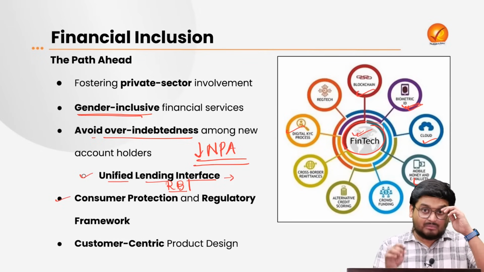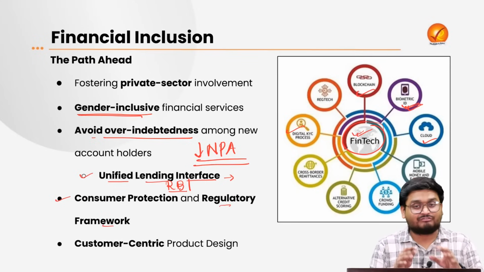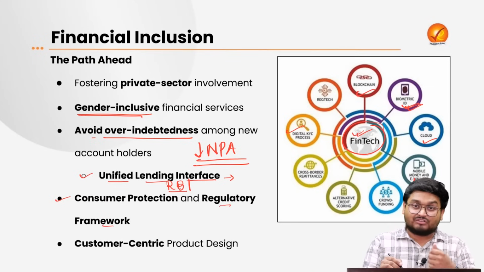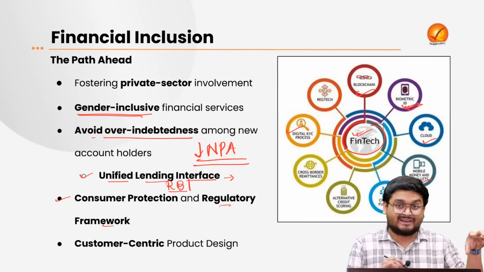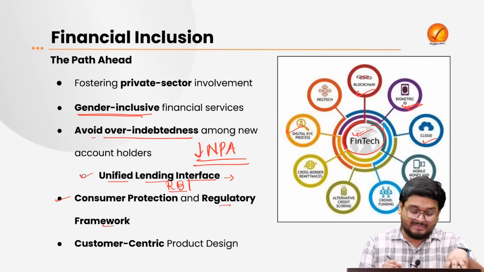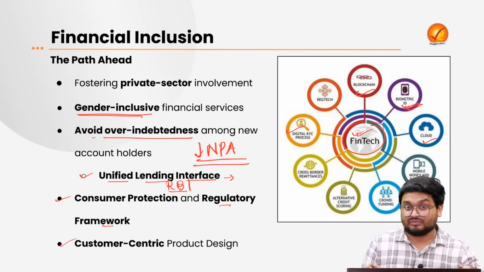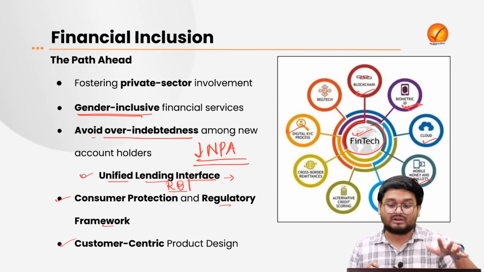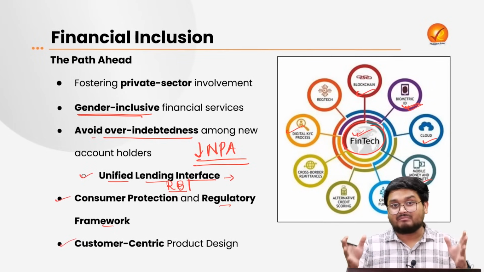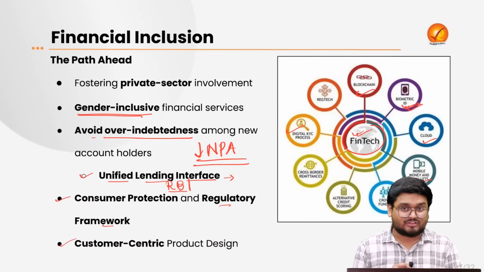Next, we also need a better amount of consumer protection and regulatory framework by the government of India by looking into various scams and frauds and having proper regulation on them. And finally, we need better customer-centric product design of various loans, schemes, policies, insurance programs so that people can have greater benefit from these kinds of aspects.